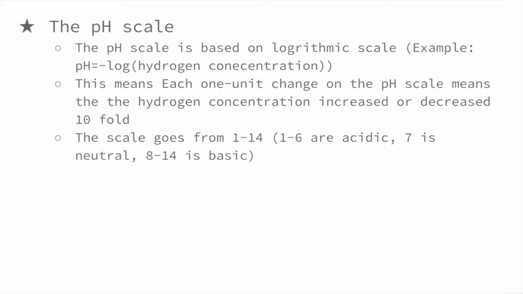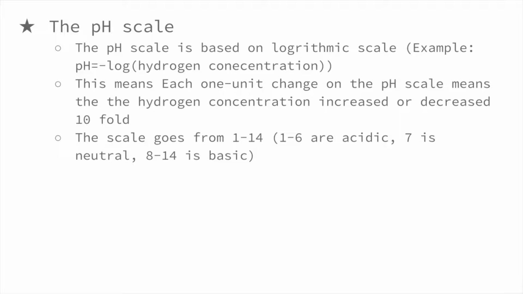Since we're using a negative log, this means that for every 1 unit change on the pH scale, the hydrogen concentration increases or decreases, depending on which way you go, tenfold. So, let's say I go from a pH of 1 to a pH of 2. I go from something very, very, very acidic to something that's just very, very acidic. So, my concentration of hydrogen atoms decreased tenfold.